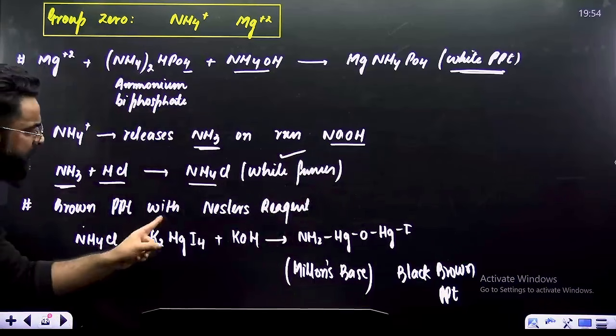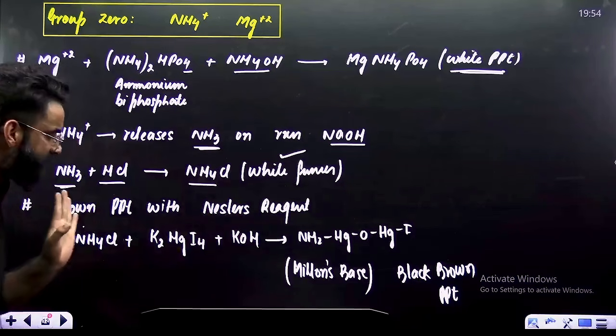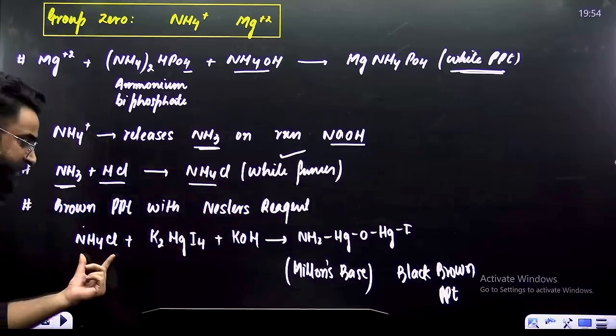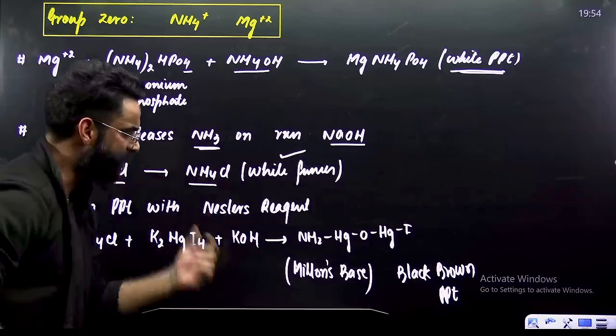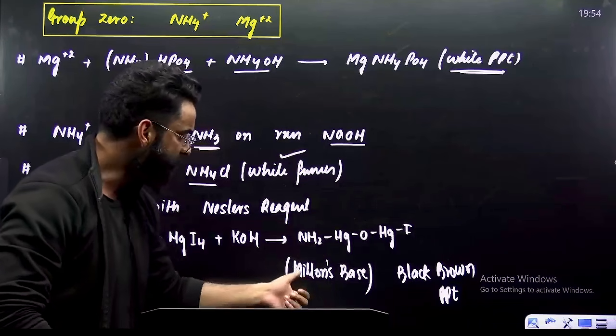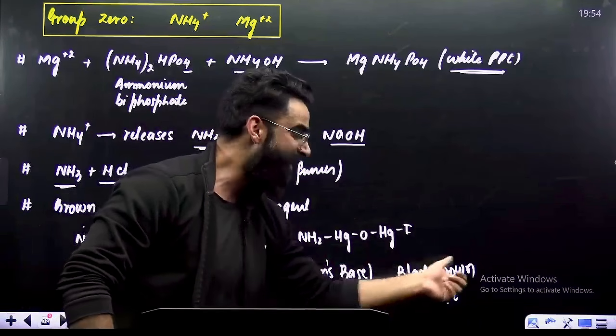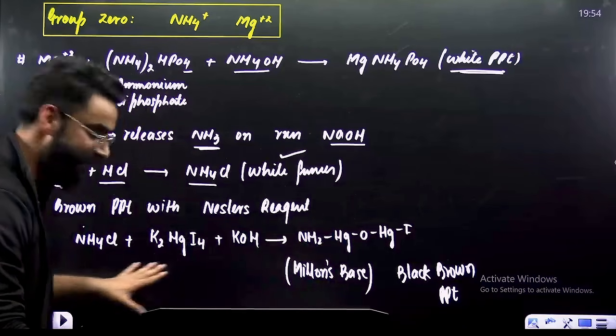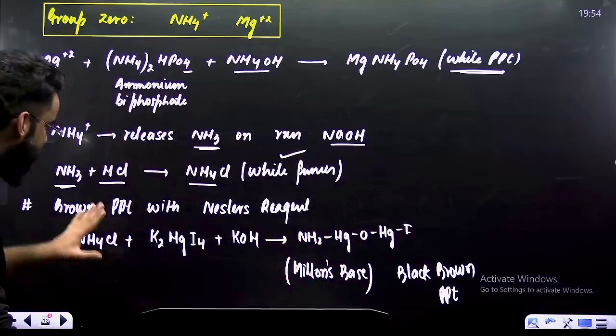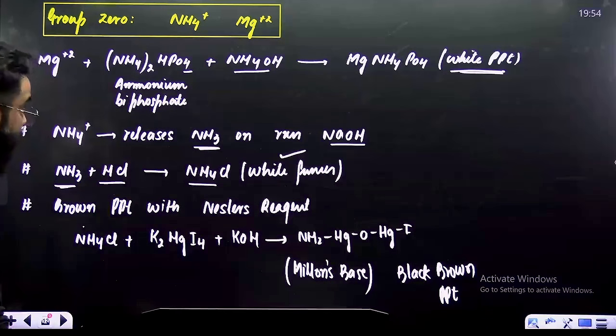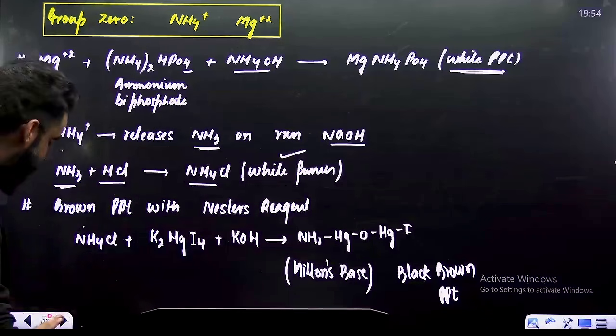Similarly, a brown precipitate with Nessler's reagent. So NH4Cl with this particular substance in presence of KOH, what do you get? You get Millon's base. This is called Millon's base, which is basically a black-brown precipitate you get in this particular test over here, right? By means of which you check whether there are NH4⁺ ions present in the solution or not.